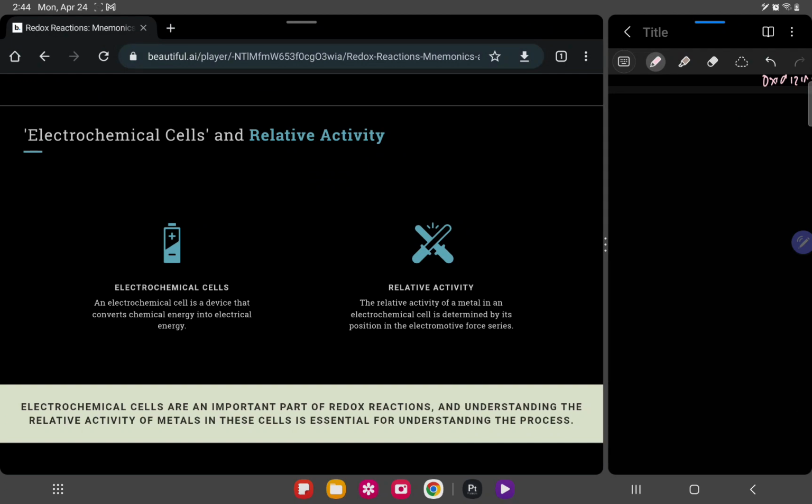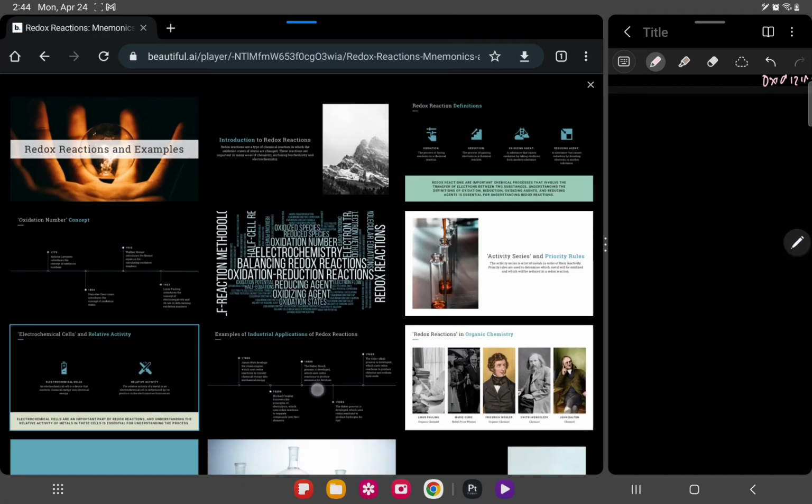The movement of electrons is actually the definition of electricity. And we also have the relative activity of a metal in an electrochemical cell, which is determined by its position in the electromotive force series.